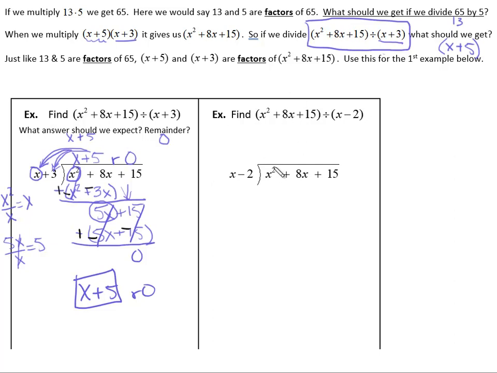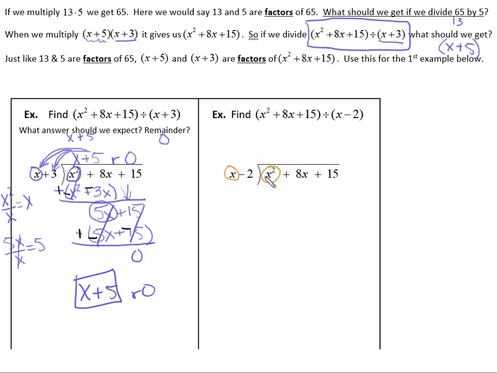Okay, so again, let's take the largest term in each, x squared divided by x. Really, before we get into this, notice this is the same polynomial we just divided, but now we're dividing it by x minus 2, which was not one of its two factors. So what do you think that means about our remainder this time? It means we're probably getting a remainder, right? It's not going to be 0.